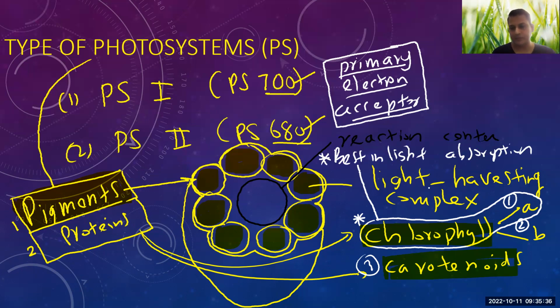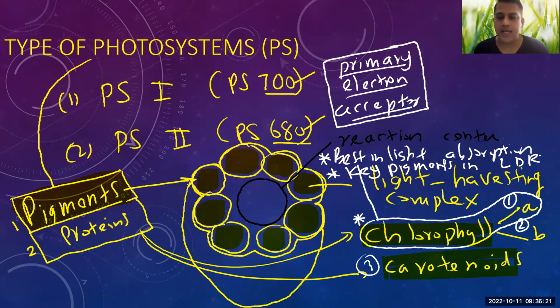This is one thing. The second thing, chlorophyll A is the main pigment involved in the light dependent reaction. So I can write it here. The notes use key pigment in light dependent reactions. Now we understand why chlorophyll A is important in photosynthesis. So it is considered the key pigment.